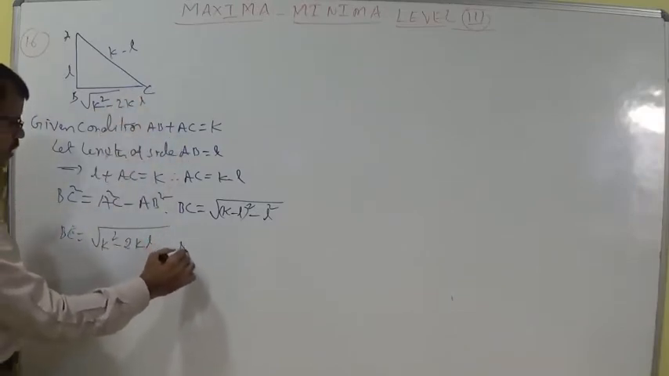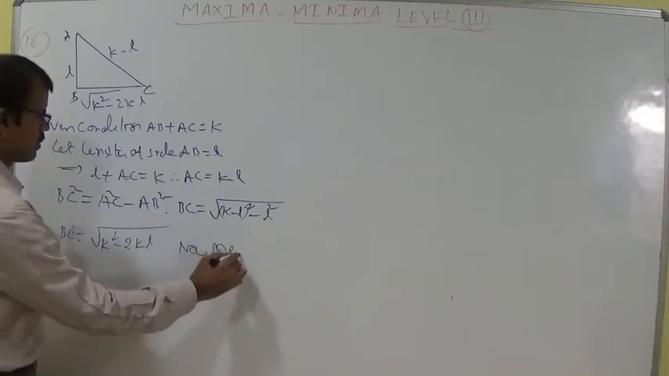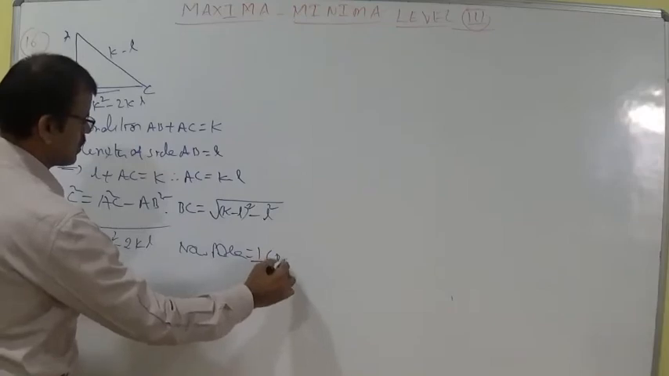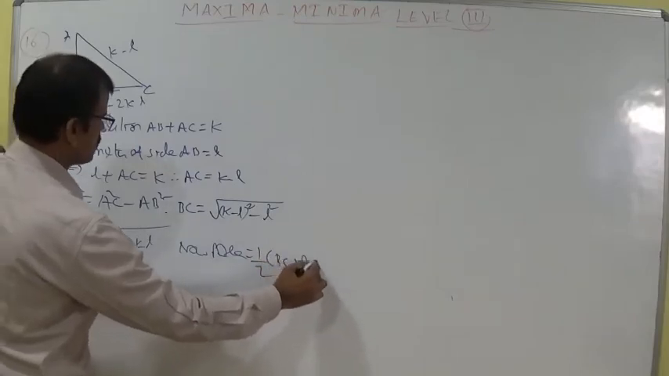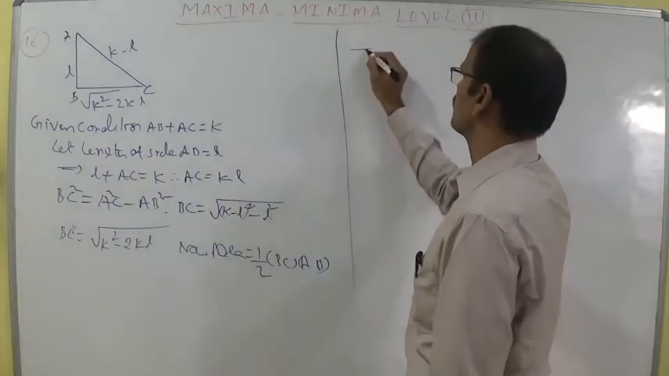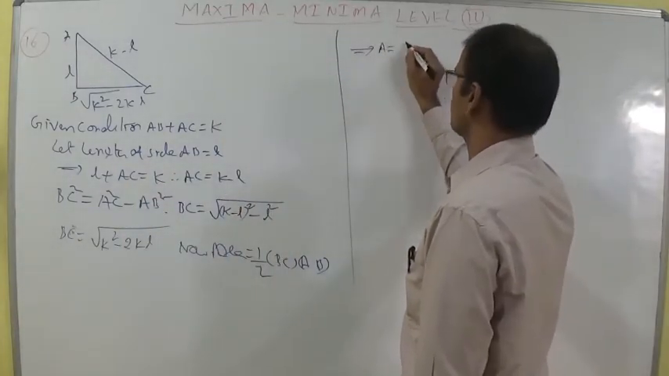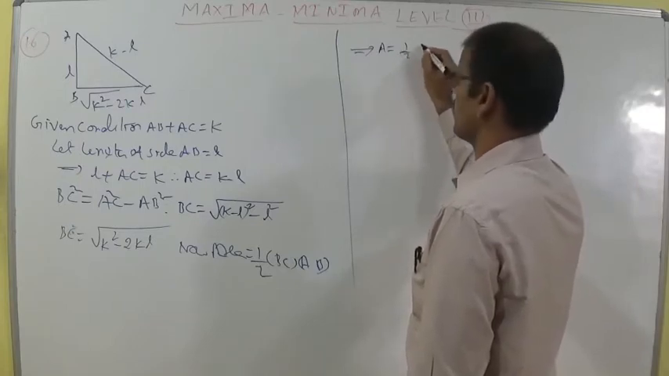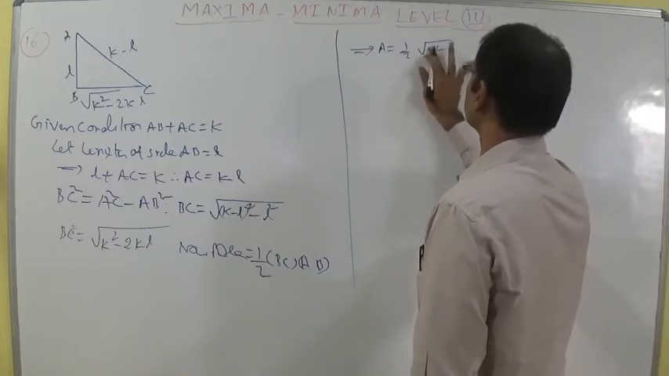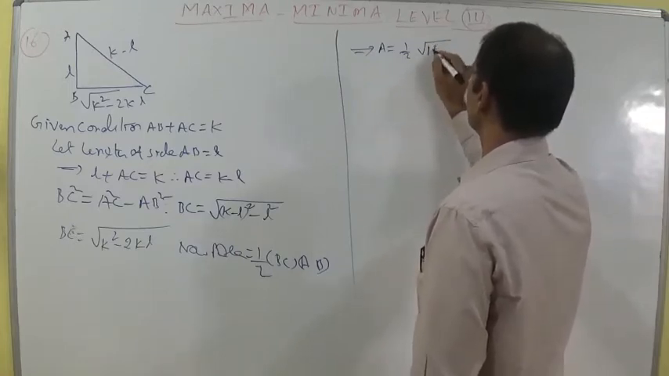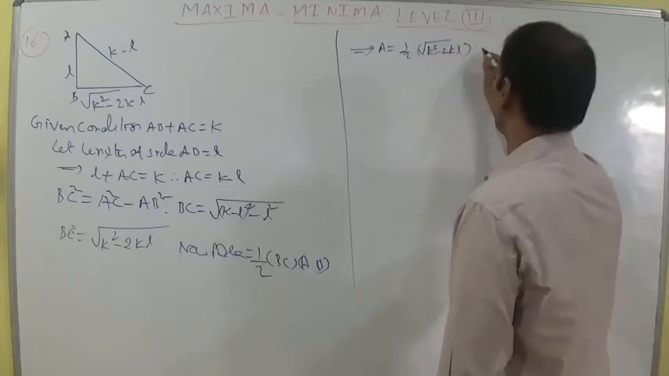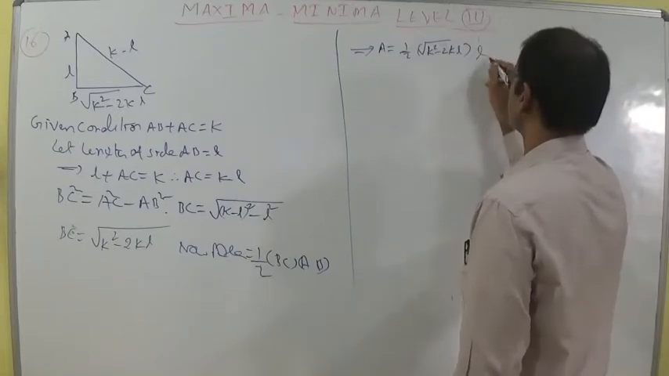Now the area of the triangle. We know that area is half into base into height. Here the base is BC and the height is AB. Denoting the area with the letter A, A is equal to 1 by 2 into the square root of K square minus 2KL, into L.